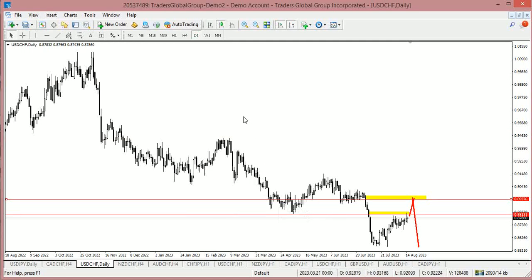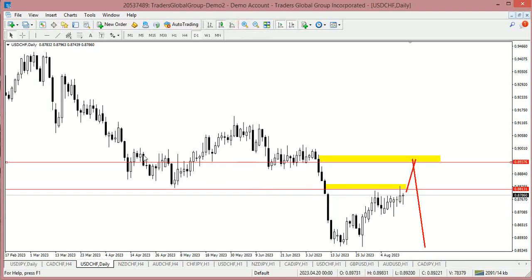You see it has a QML TR at this point. This is what a QMLTR is. So this was a Quasimodo. You had a shoulder and you had the head, and then the price broke the Quasimodo. So a QMLTR is when the price broke the Quasimodo and retests again. So it broke this Quasimodo, and this is the retest.